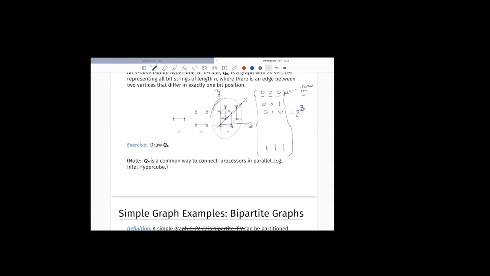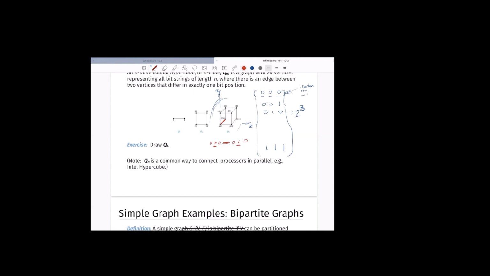And there is an edge between 2 vertices in this graph if the 2 bit strings corresponding to those 2 vertices differ in exactly 1 position. For example, there is an edge between 0, 0, 0 and 0, 1, 0 because these two vertices differ in exactly the second position. There is an edge here.